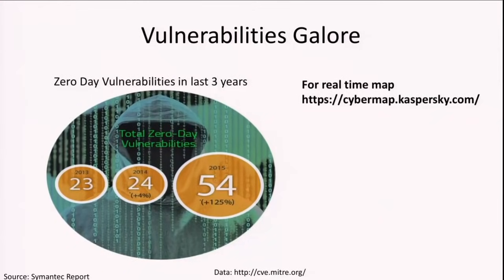So here are some statistics that you can see. In 2013, the total number of zero-day vulnerabilities was 23. In 2014, it was 24, and then in 2015, it was 54. So it's increasing. One of the reasons is obviously that we are getting more and more dependent on software, and there is a huge number of applications that we are dependent on. And the other issue is that the complexity of the software is increasing, and more criminals are getting interested in this, and therefore you see more activities.